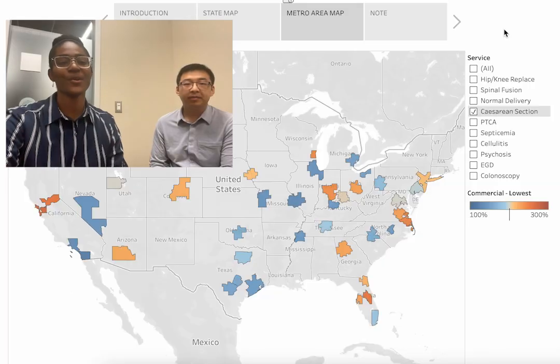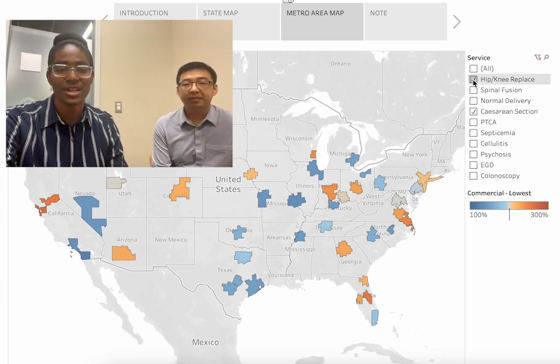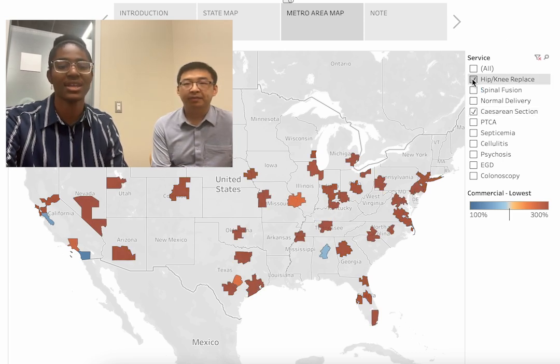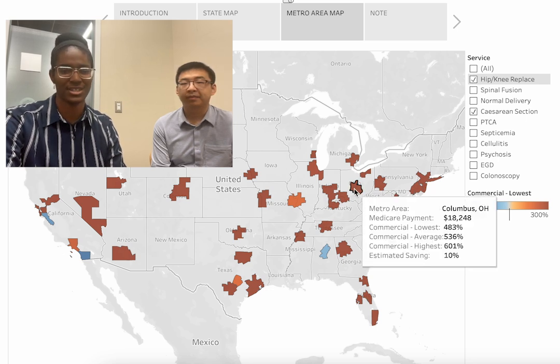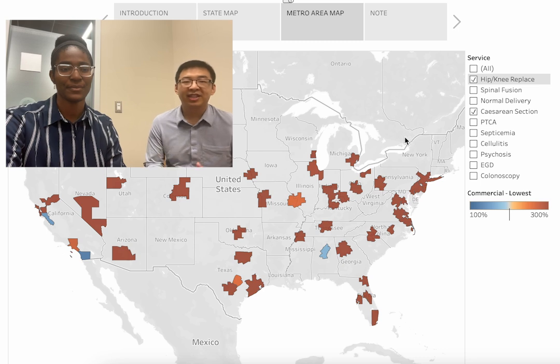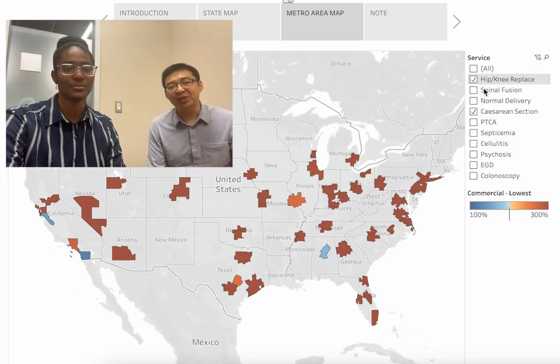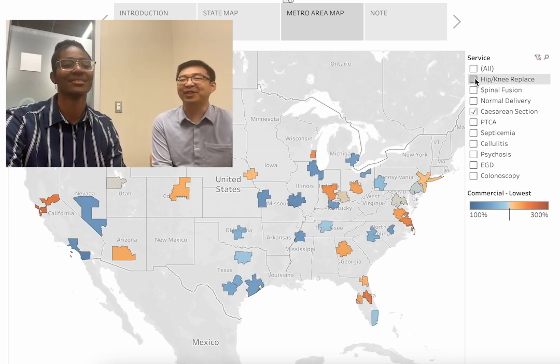Okay, one more thing. Something I noticed the other day when I was playing with the tool was that when I select two services at once, everything gets much more orange. Is that because it's showing us the price of covering two services at the same time? Yes, but this tool is designed to show prices for only one service at a time, so make sure you don't choose multiple services at once.